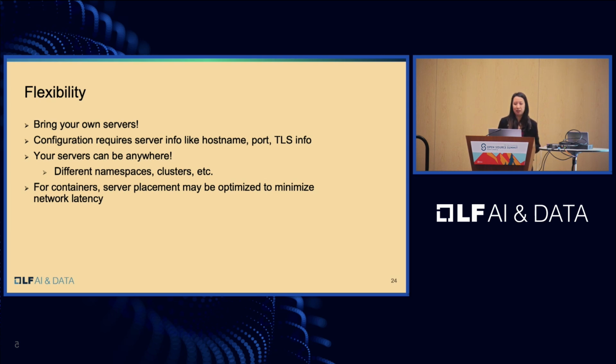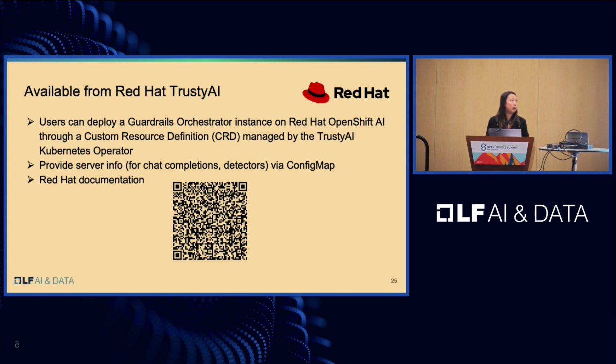And so the orchestrator is part of the Red Hat TrustedAI open source ecosystem, but it is also part of the Red Hat OpenShift product. If people are more interested in a cloud scenario, the users can deploy a Guardrails orchestrator instance through a custom resource definition managed by the TrustedAI operator. And it's sort of the same idea. You just provide the configuration for all your different servers via a config map. And if anyone is interested in this sort of use case, the Red Hat documentation is available on this QR code.